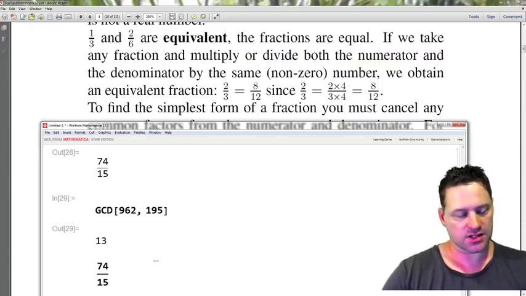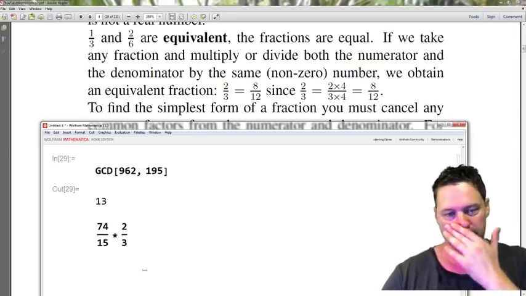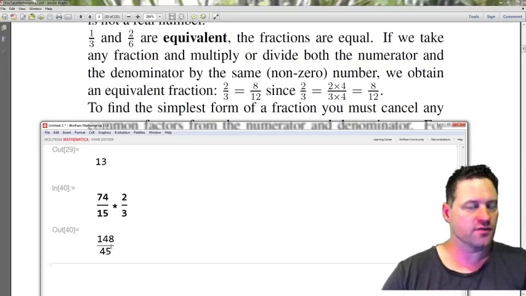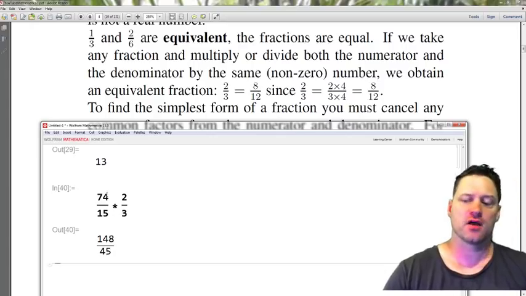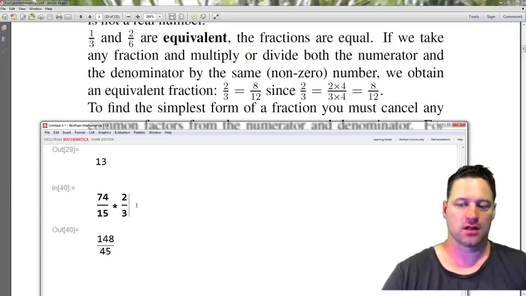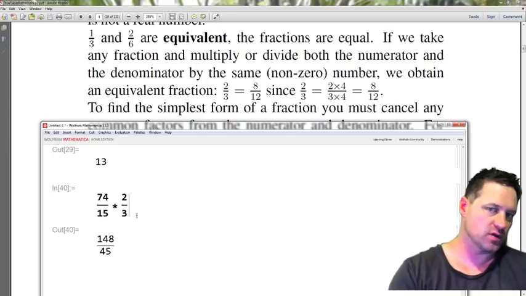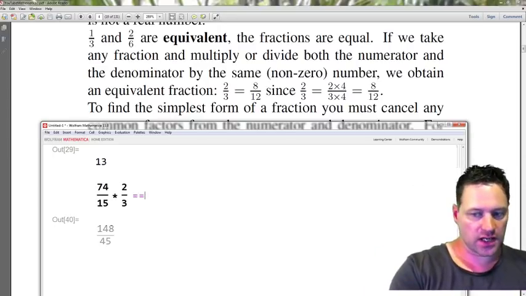Let's just copy this one, and suppose we had to multiply it by, say, 2/3. Let's see what Mathematica says that product is. It's 148 over 45. Now notice that 3 times 15 is 45, and 2 times 74 is 148. So we multiply the numerator with the other numerator, the denominator with the other denominator, and we get our result.